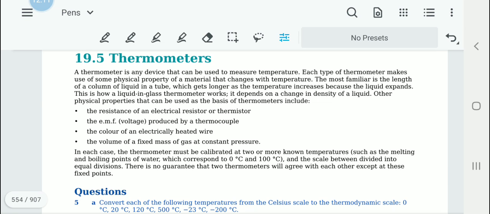Different characteristics of different materials are used, and there are changes when exposed to temperatures or heat that are compared when making the measurement.